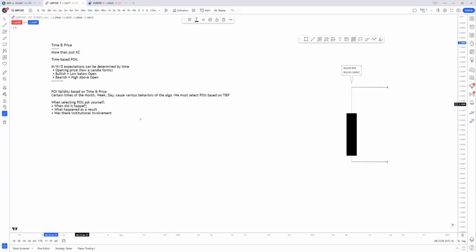When selecting a POI, ask yourself, when did it happen? What happened as a result of that POI? Did it come from a draw on liquidity? Did it break structure? Was there institutional involvement? Asking yourself these questions helps you determine that. And if you can determine that, then you have more confidence in these POIs, right?